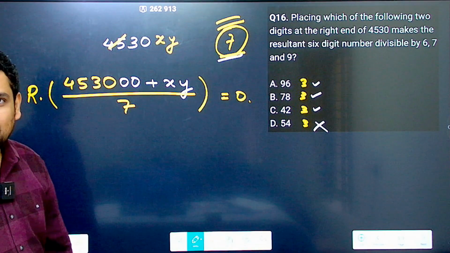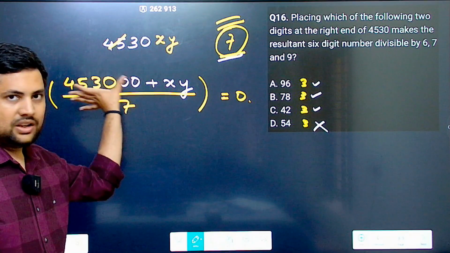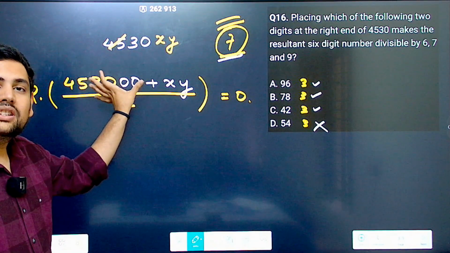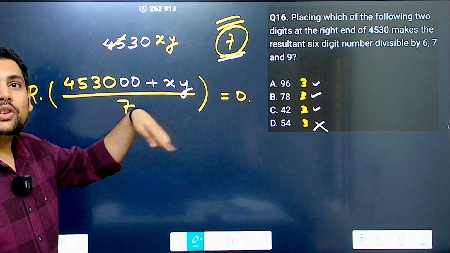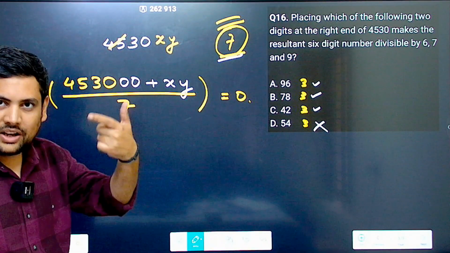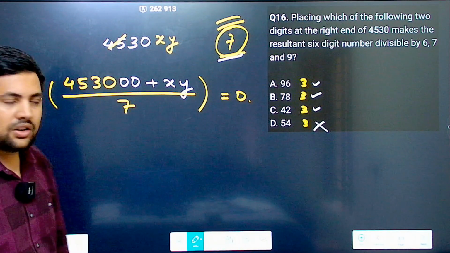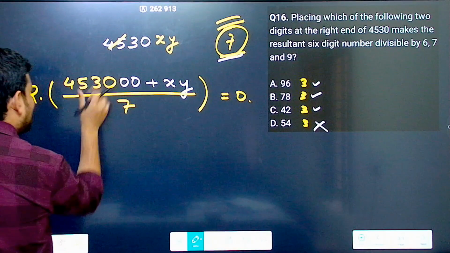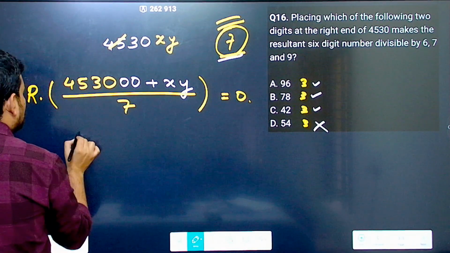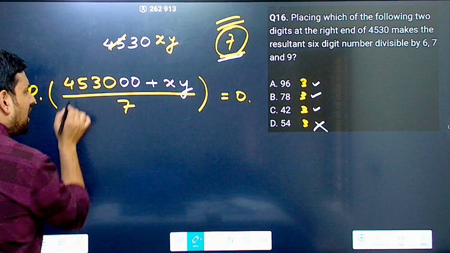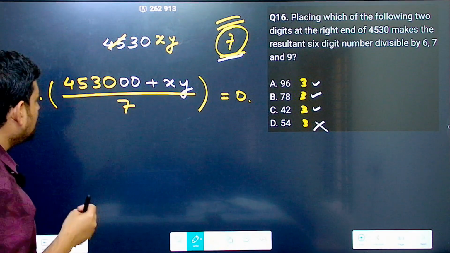Now when can you have remainder 0? If this whole sum of remainders, whatever you get here, is equal to 7, then 7 divided by 7 will give you 0 remainder. Now what is the remainder in this case? This you can easily divide. So this goes 7 6 are 42, 3 remains with 33.